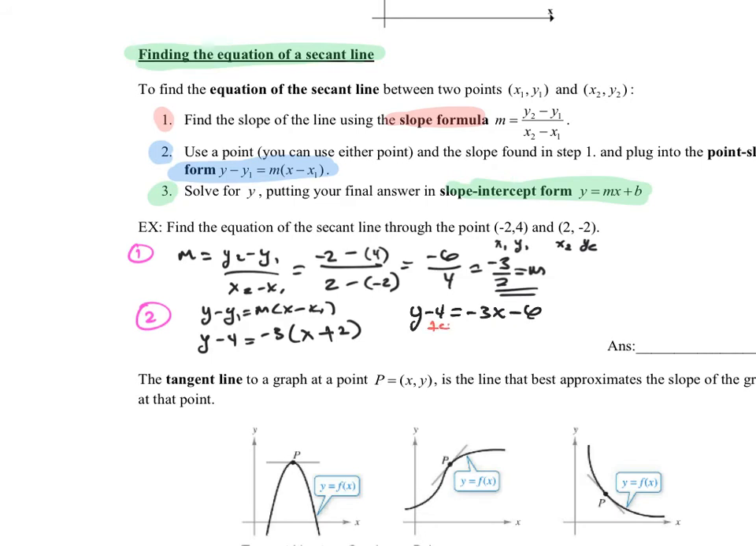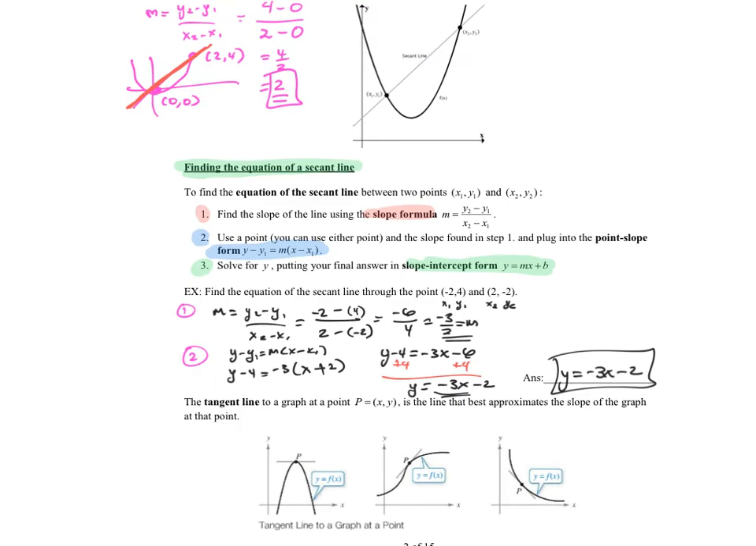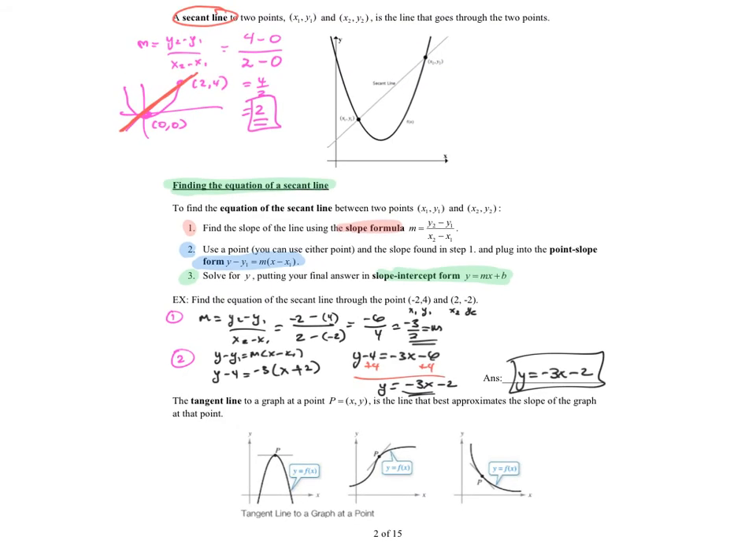Last thing I need to do is add 4 to both sides. When I add 4 to both sides, I end up with the final answer of y equals negative 3/2 x. Negative 3 plus 4 would be a positive 1. So that would be my final answer there. We have now found the equation of the line through those 2 points. There it is, if that was the secant line. We have found the equation of the line through those 2 points, okay?